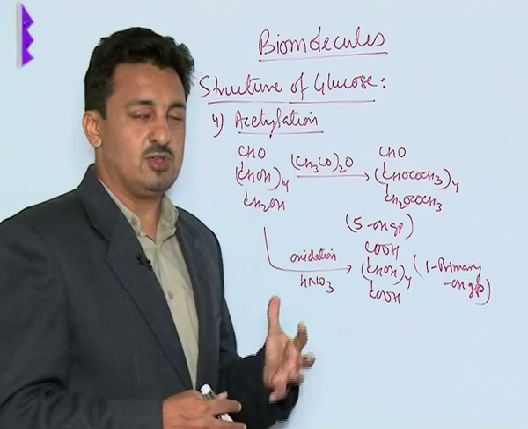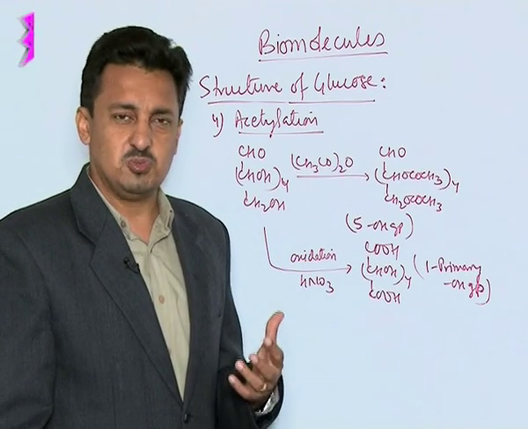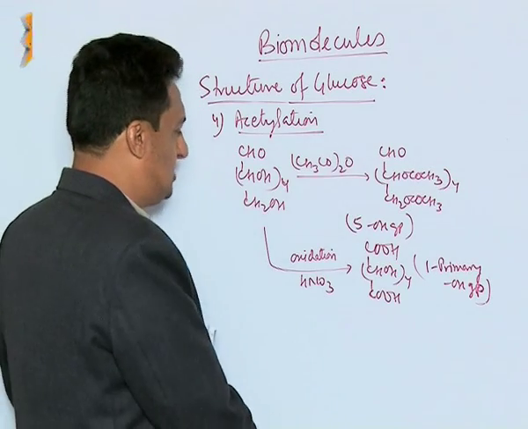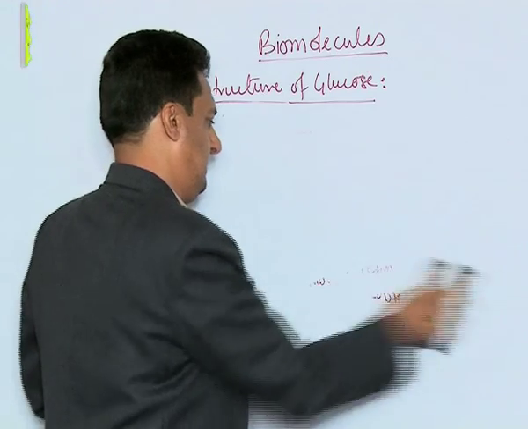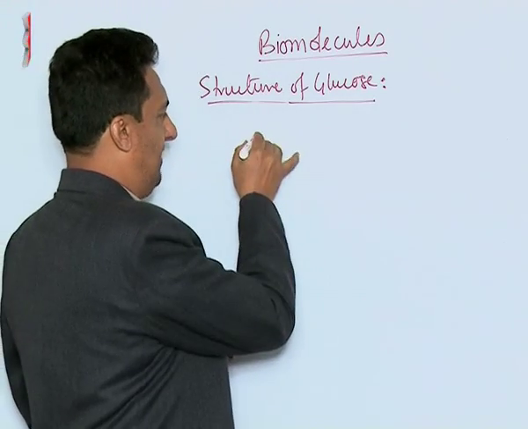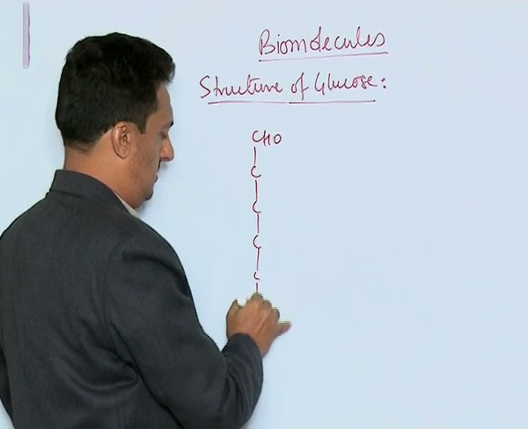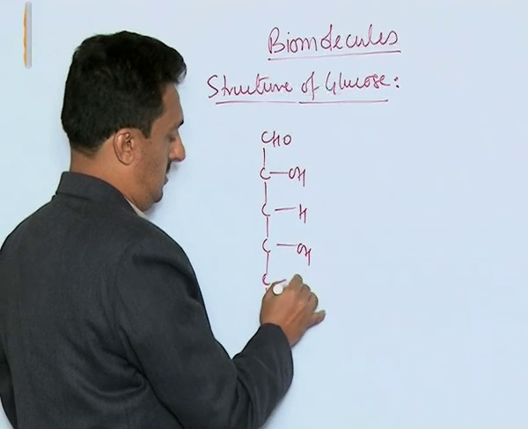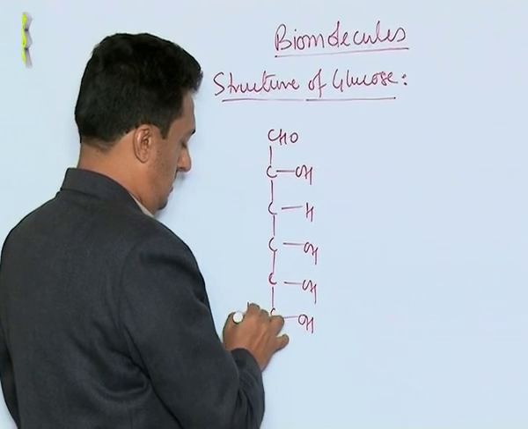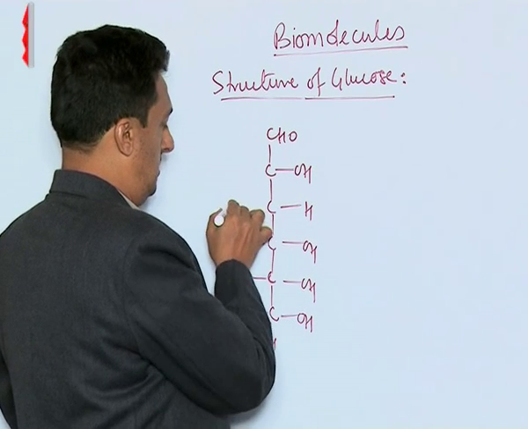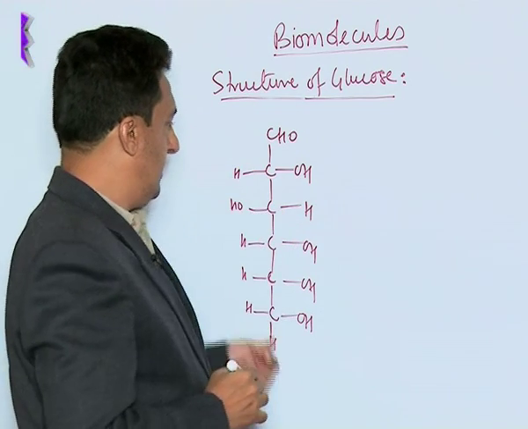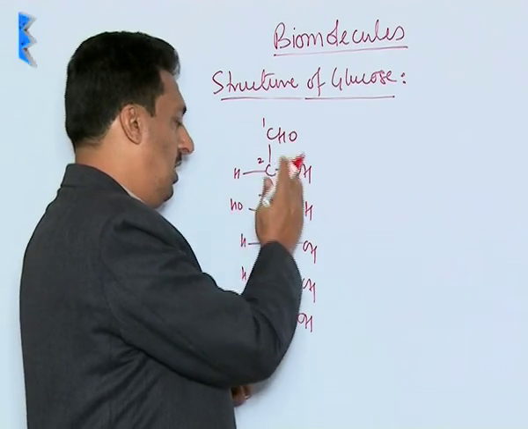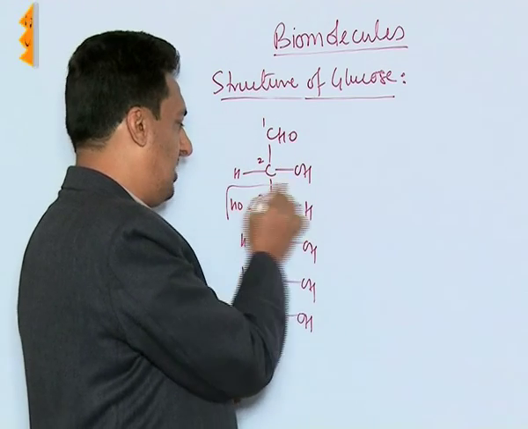So this is how we came to the conclusion of an open chain structure of the glucose molecule, whose exact spatial arrangement is obtained by a series of reactions, and in the end we can draw its spatial structure to be like this. It's carbon number 1, 2, 3, 4, 5 and 6. And remember, all OH groups of the glucose molecule are on the right hand side except the third one, which is on the left hand side.